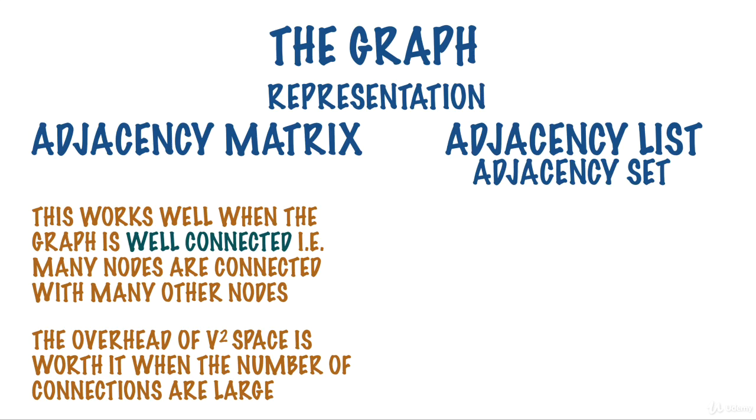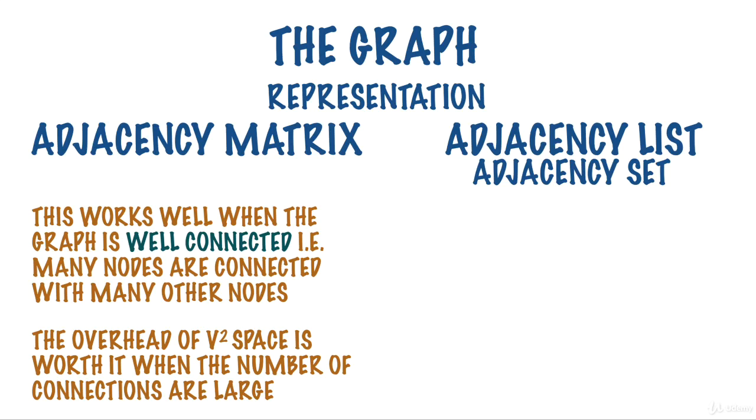If you think about it, an adjacency matrix, when the number of vertices in your graph is V, requires V square space to represent all those vertices and all the interconnections between the vertices. This extra space is only justified when the number of connections is very, very large. So you typically use an adjacency matrix representation when your graph is well connected and has a huge number of connections.